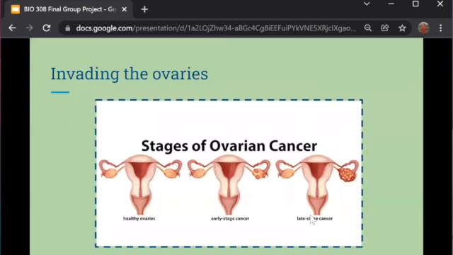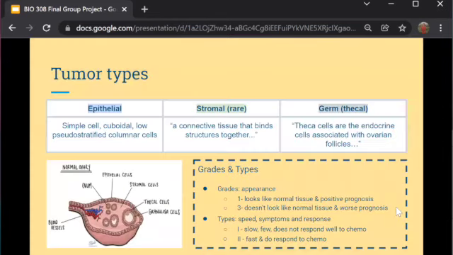First, they invade the ovaries. This begins with healthy ovaries, and the early stage cancer first begins with growth on one or multiple ovaries, and then the late stage cancer is taking over the entire ovary.